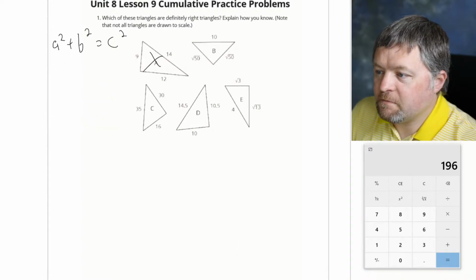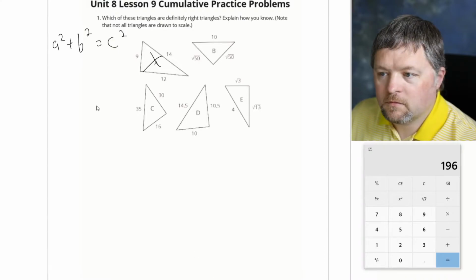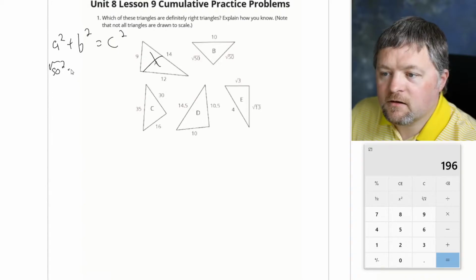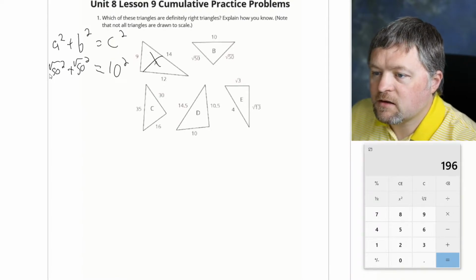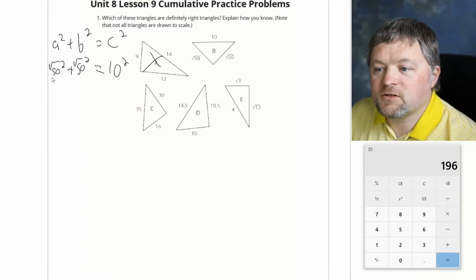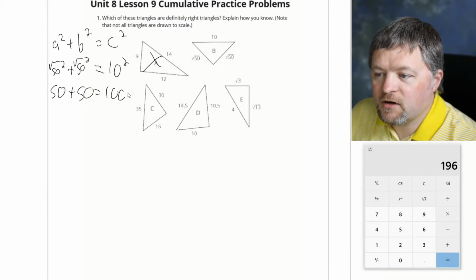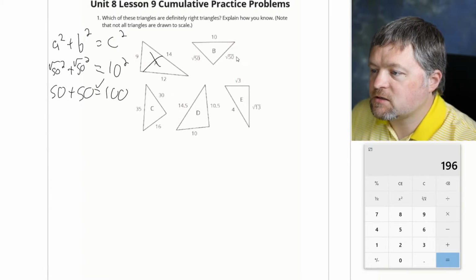Now let's check B. Square root of 50 squared plus the square root of 50 squared equals 10 squared. Square root of 50 squared, those are inverse operations, cancel out. 50 plus 50 equals 10 squared is 100. 50 plus 50 equals 100. That works. So B is a right triangle.